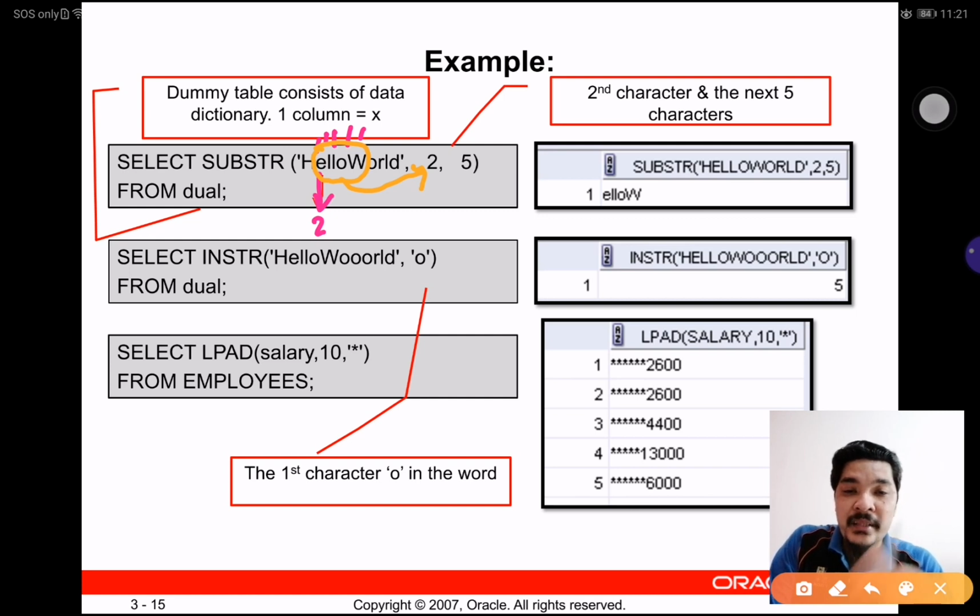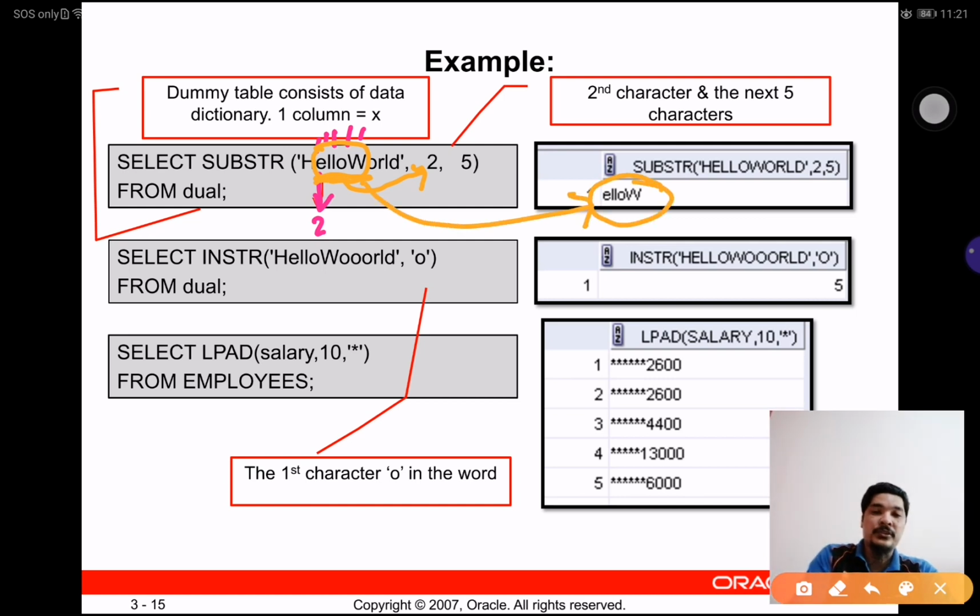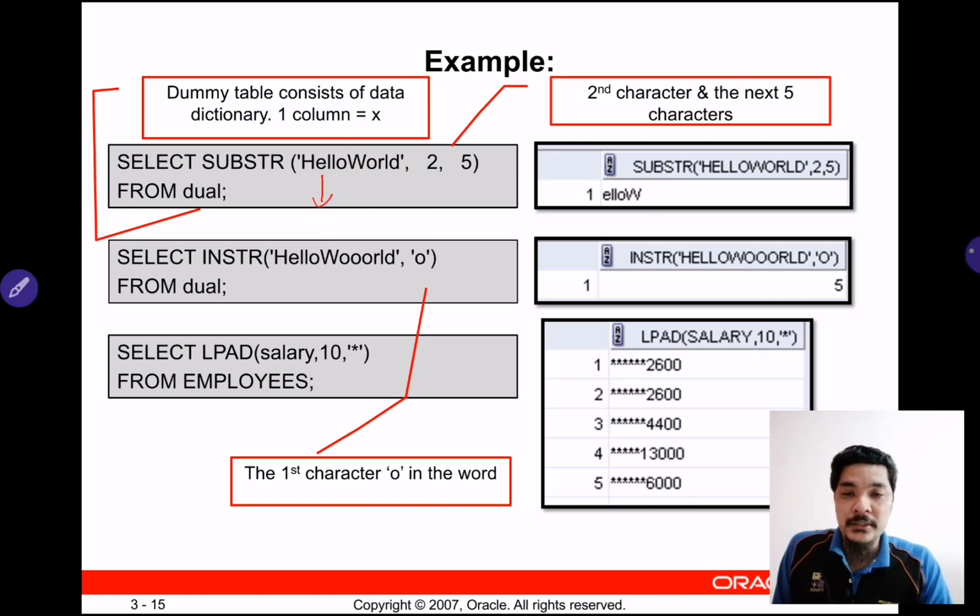Okay, it starts with character number 2 and is followed by another 5 characters. So E is character number 2. So count 1, 2, 3, 4, 5. So this is the output actually: E, L, L, O, W. So start with character number 2 and the next 5 characters. Not 2 until 5. If 2 until 5, it will stop at E, L, L, O. So please bear in mind. Alright, so now the next one.